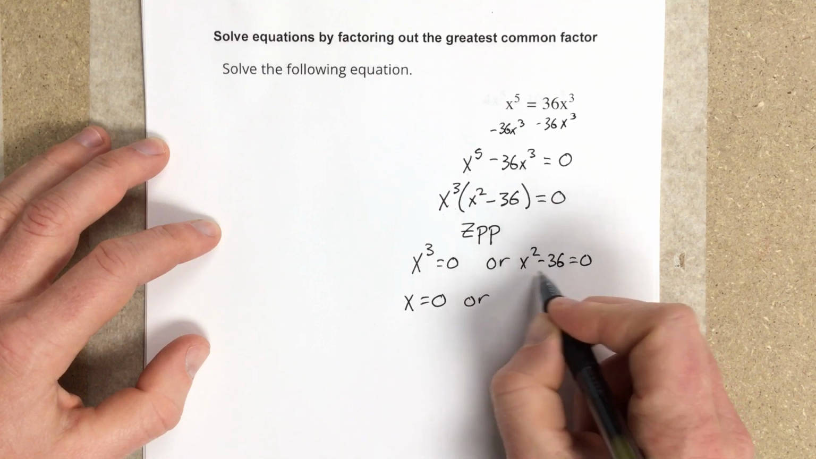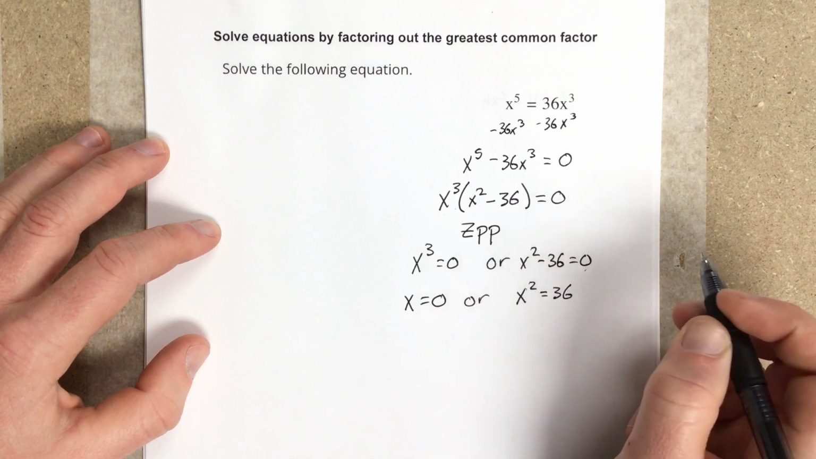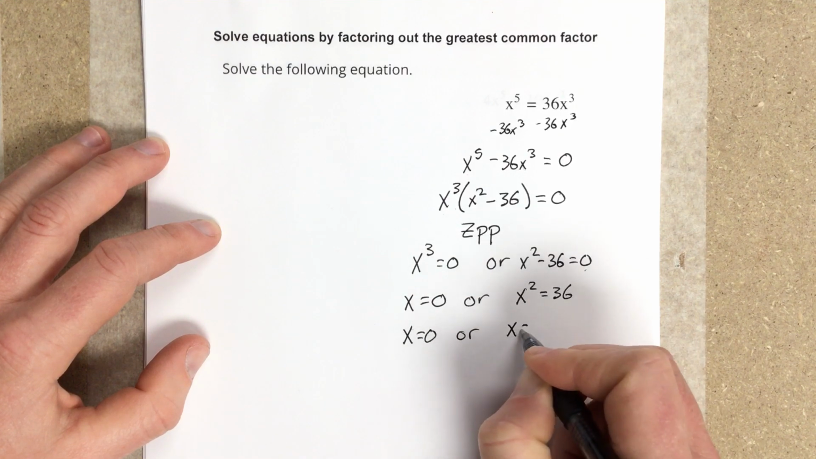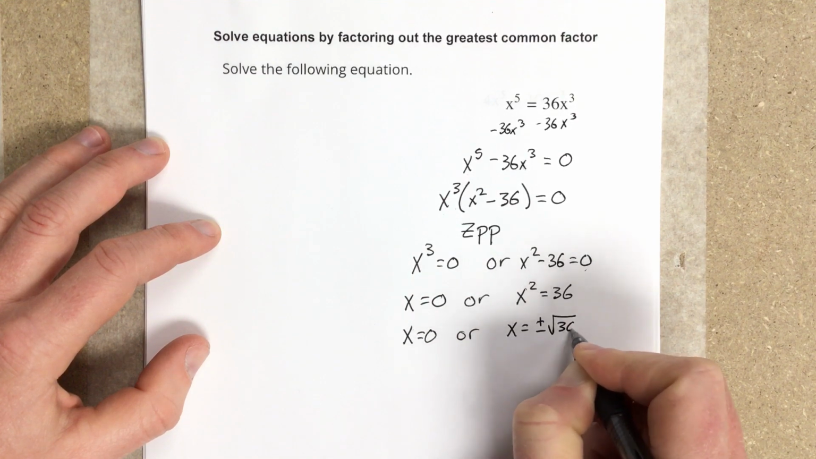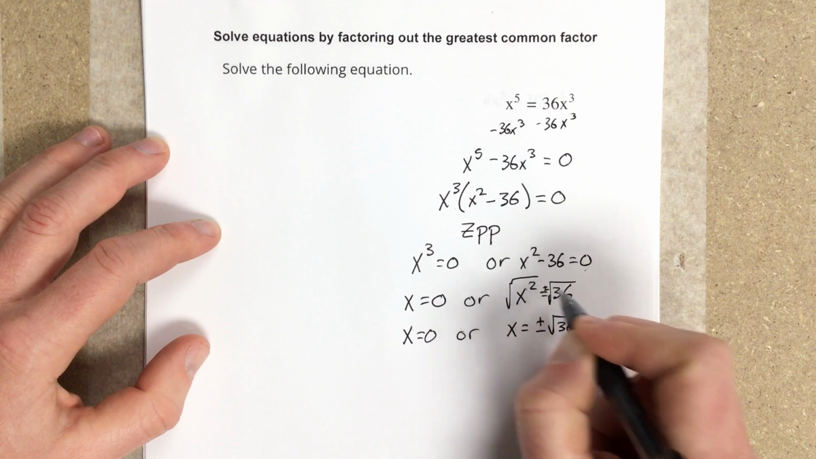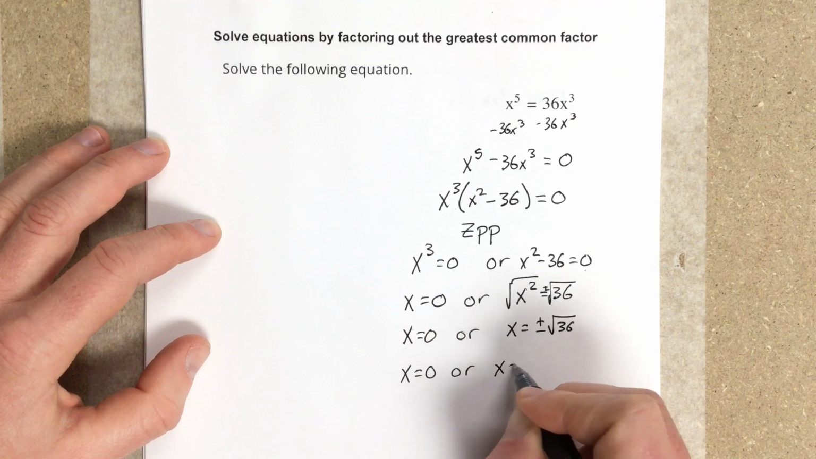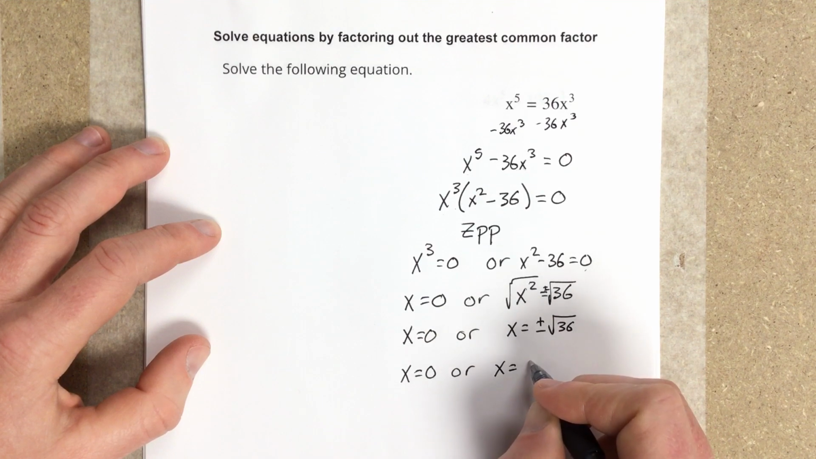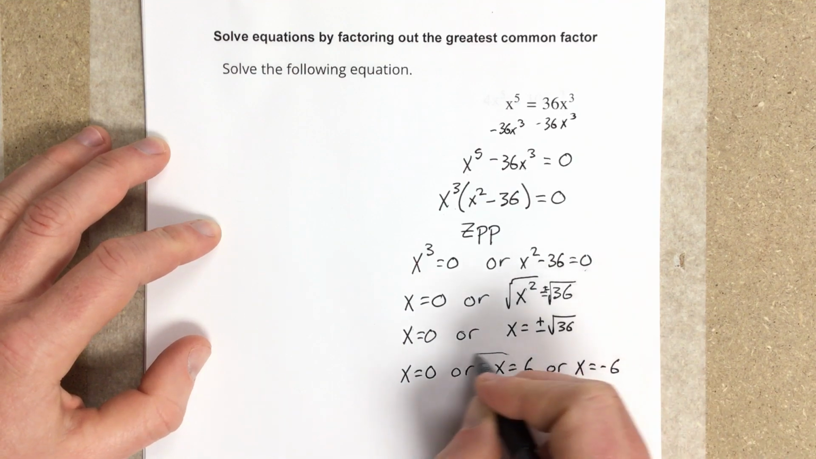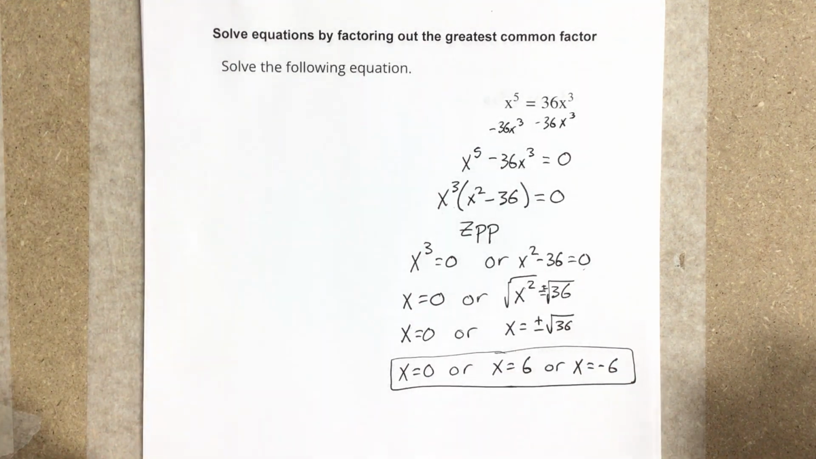Cube root each side. I get x is equal to 0. Or x squared minus 36, I can write that as x squared equals 36 when I add the 36 over. Square root each side, I get x is equal to plus and minus root 36. So this would be x equals 0, or x is equal to positive 6, or x is equal to negative 6. So I have three possible solutions there, three solutions for this polynomial.